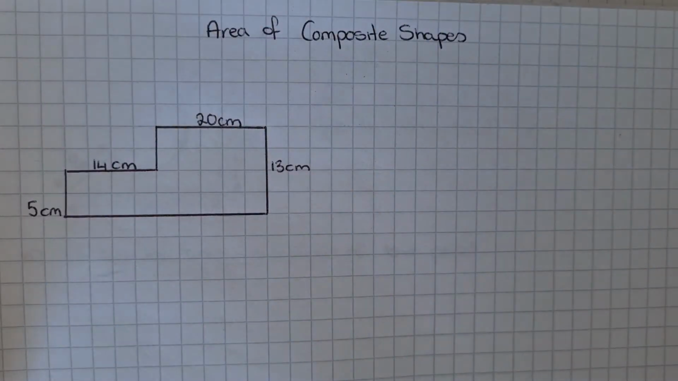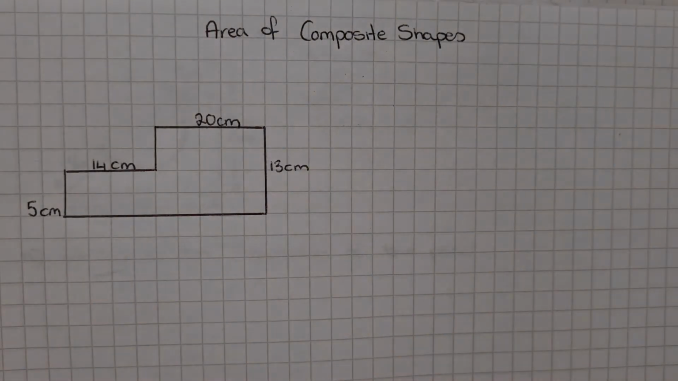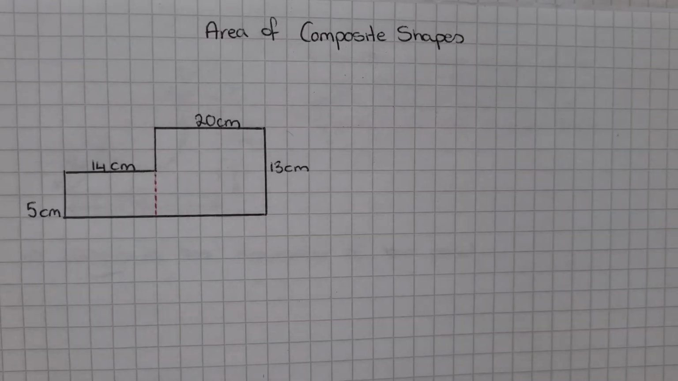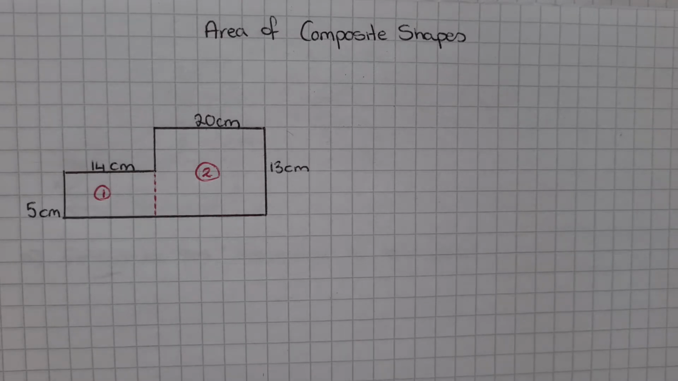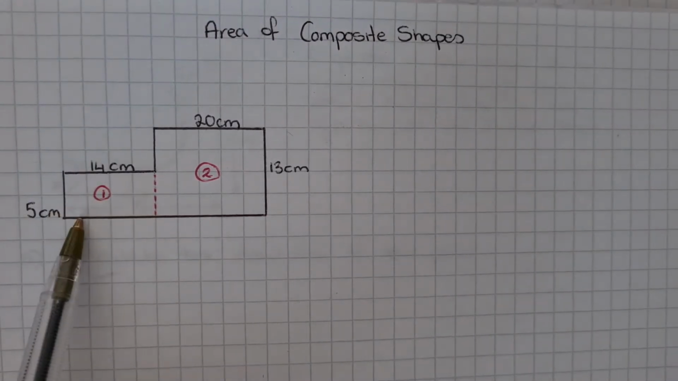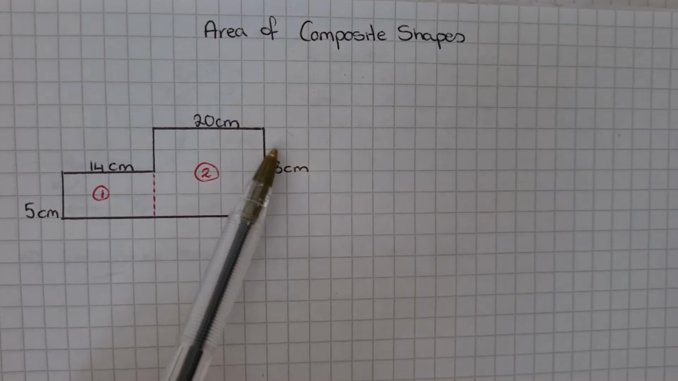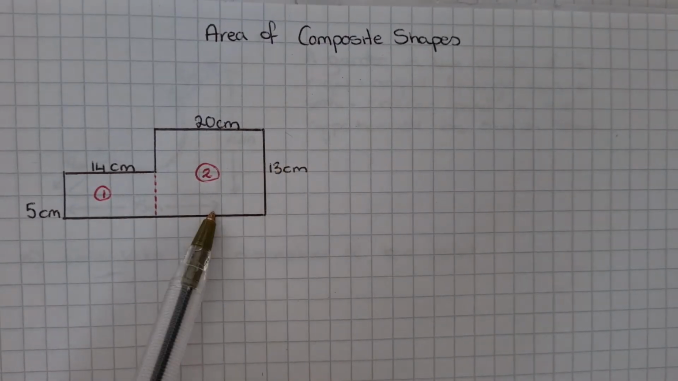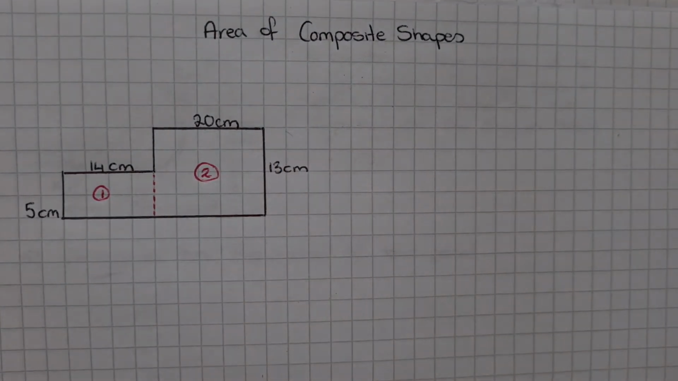Area of composite shapes. To be able to calculate the area of a composite shape, you need to split the shape up into recognisable 2D shapes. So for example, with this shape, we can split it into two rectangles and label them 1 and 2. Then to calculate the area, we separately calculate the area of the first shape and separately calculate the area of the second shape and then add them together.